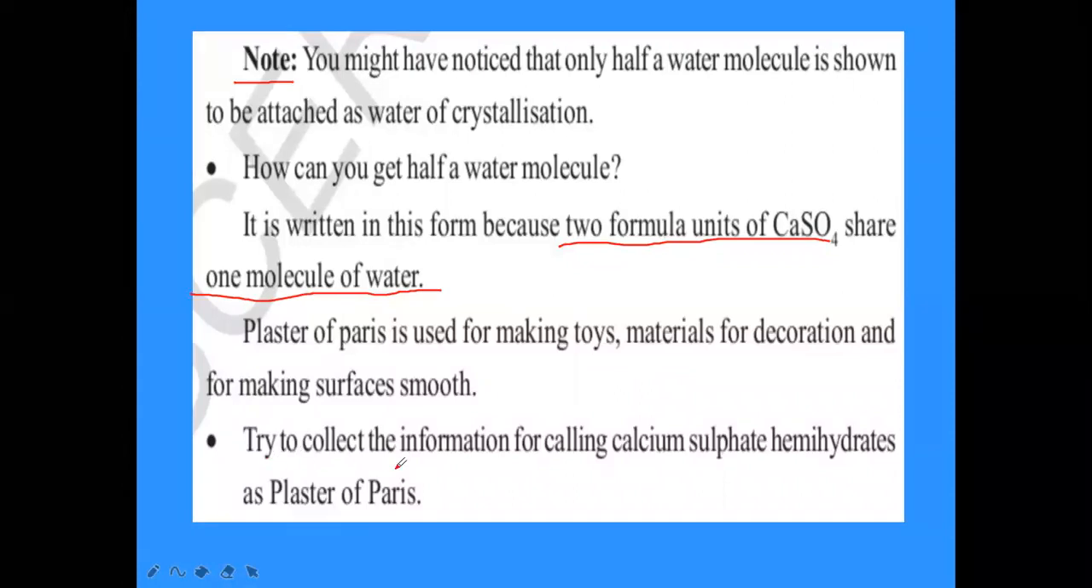Next, try to collect the information on why it is called calcium sulfate hemihydrate. The plaster of Paris is called calcium sulfate hemihydrate. What is the meaning of hemi here? Hemi means half. Hemisphere means half sphere. Hemihydrate means half H2O. The word hydrate belongs to water. Hemihydrate means half H2O here. That's why we are writing like this. So this is about the acids, bases, and salts lesson.